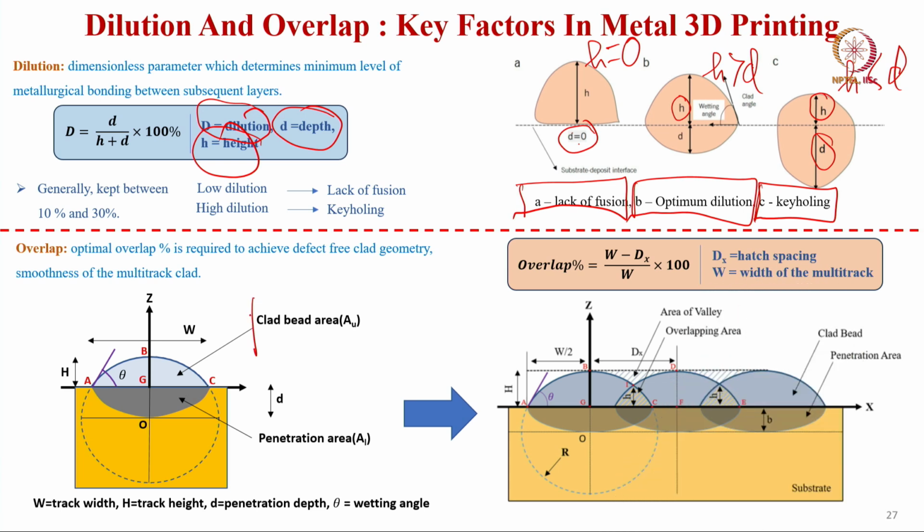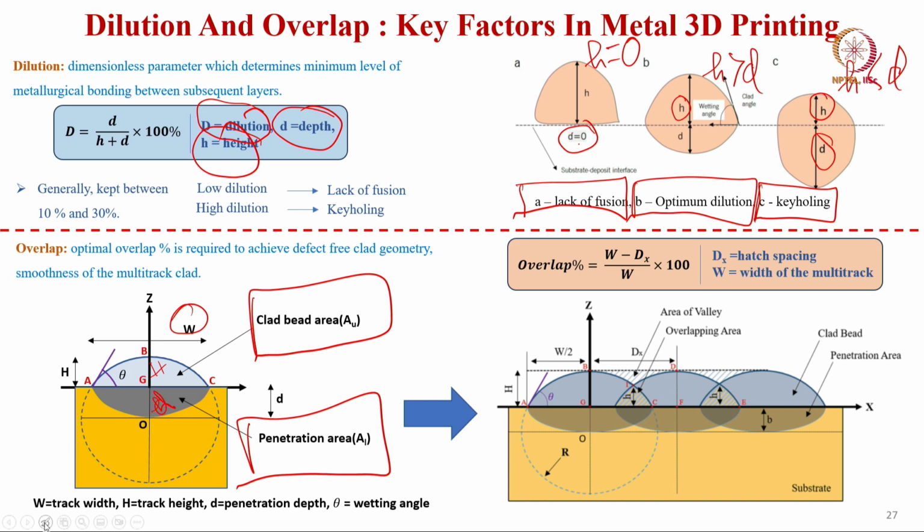If you have the clad bead area, that is AU, and the penetration area AL, you have other parameters like W. H is the track height, W is the track width, and D is the track penetration depth.